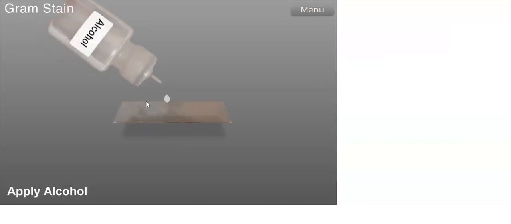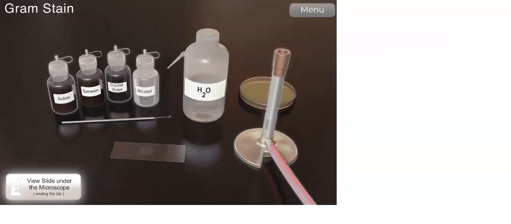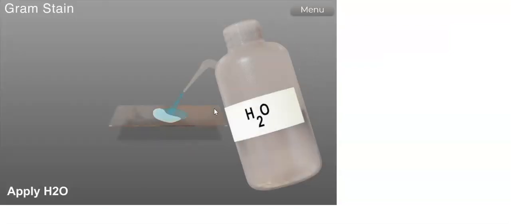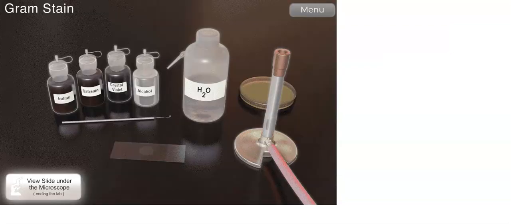Then we're going to add alcohol. Alcohol acts as a decolorizer, which decolorizes the color of the sample. The alcohol dissolves the lipids found in the outer cell membrane of gram-negative bacteria, allowing the crystal violet iodine complex to leak out through the thinner peptidoglycan. The crystal violet iodine complex is formed once the crystal violet and iodine staining is done. And then remove the excess alcohol using distilled water. The alcohol that we use here is ethyl alcohol, known as ethanol.